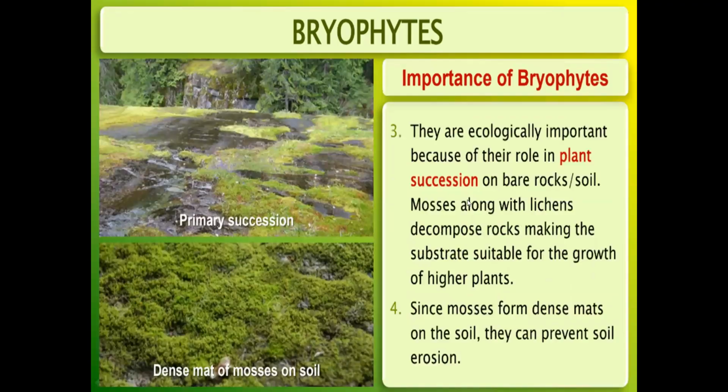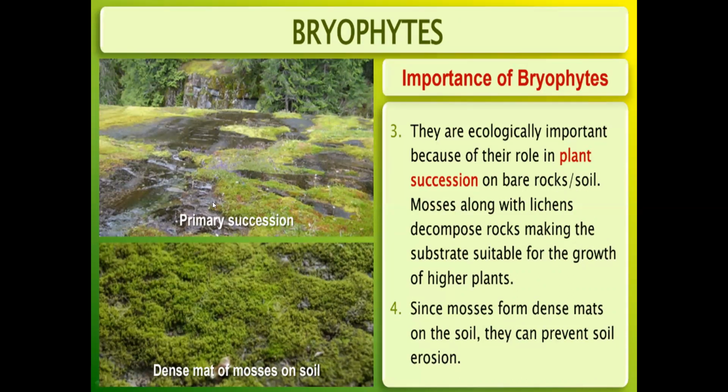Mosses are ecologically important because of their role in plant succession on bare rocks and soil. Now this is very important. If this is rock, from rocks, what will you get? Rock can get converted to stone. From stone you can get tiles and all this, but stone can be broken down to soil. So this is very important, because bryophytes will first grow on the rock. Once bryophytes grow on the rock, they will break the rock and help in formation of soil.